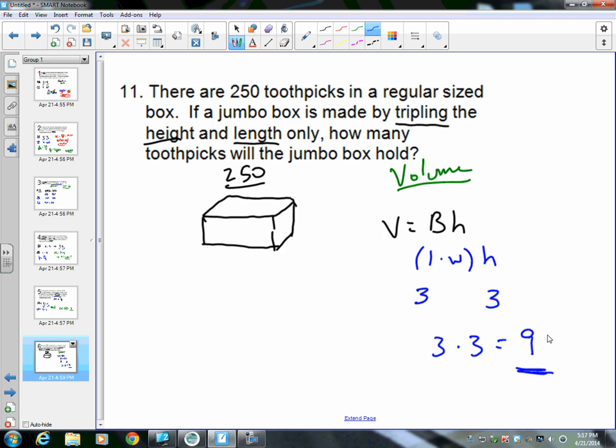We use this as our scale factor to then find, if the original box has 250 in it, multiply it by that new scale factor 9, and what do we end up getting? We get a total of 2,250 toothpicks.